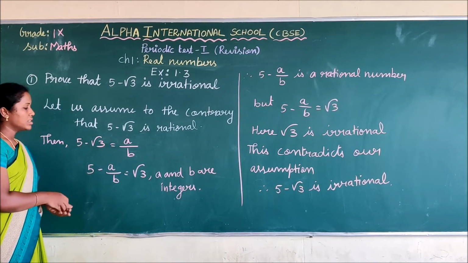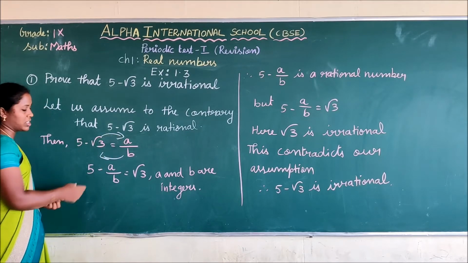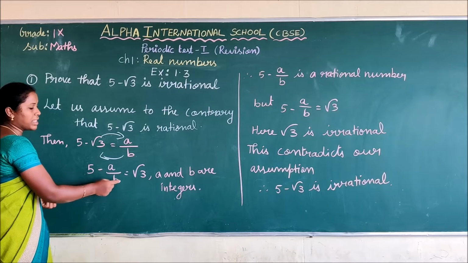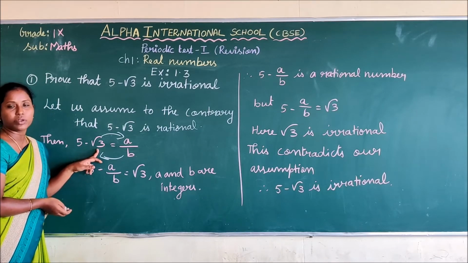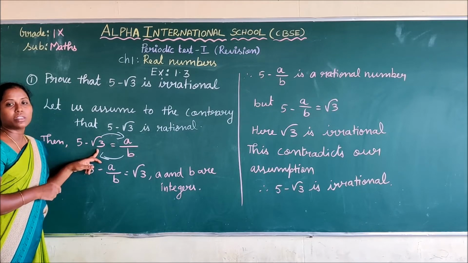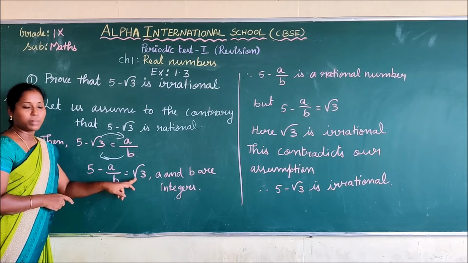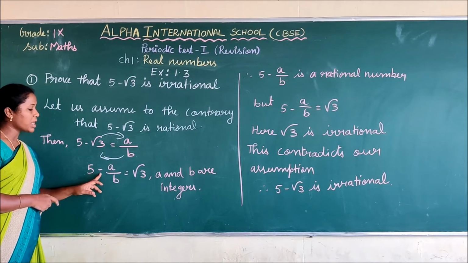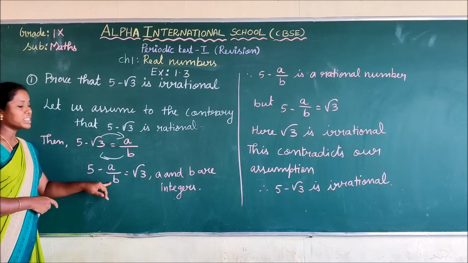Now see here, A by B and root 3 we are interchanging. So 5 minus A by B is equal to root 3. We know that root 3 is an irrational number. Okay, a number in the form of root P, for prime P, is irrational. So root 3 is an irrational number. So just change here, 5 minus A by B is root 3.